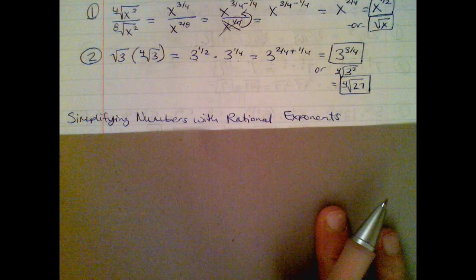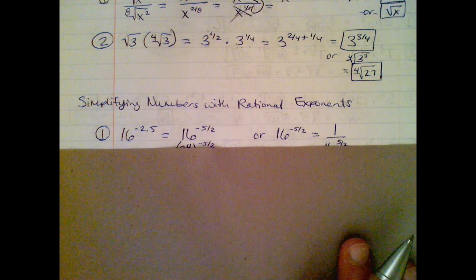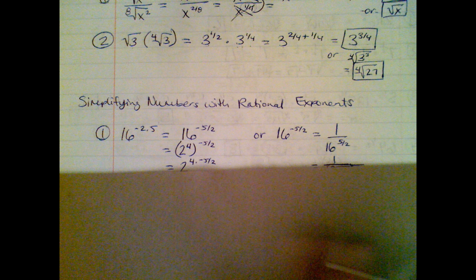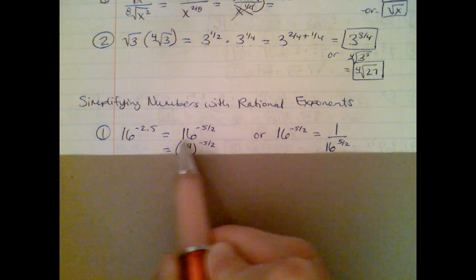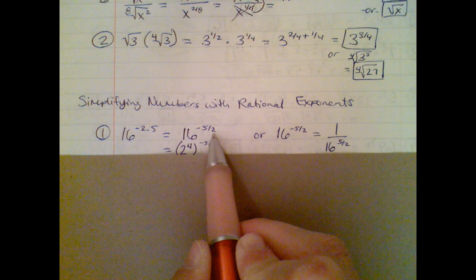Now we're going to simplify numbers with rational exponents. So for this one, we're going to do these problems 2 different ways. So the first method, we have 16 to the negative 2.5 power. So we're going to switch that to a fraction, 16 to the negative 5/2 power.